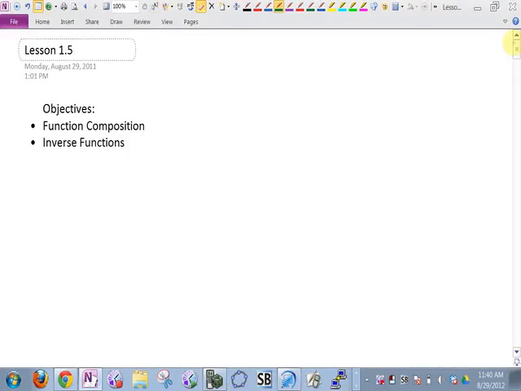Okay, function composition. So what does it mean? I don't know why it says inverse functions up there. We're doing that tomorrow. So what does it mean to compose functions together?